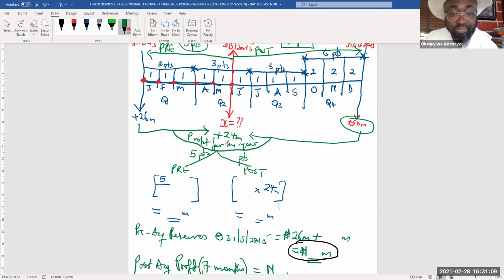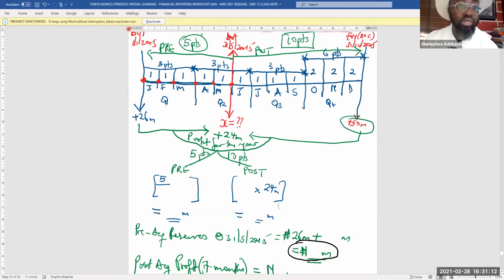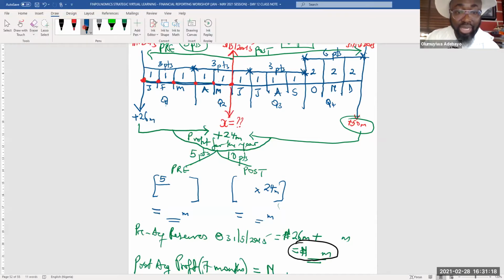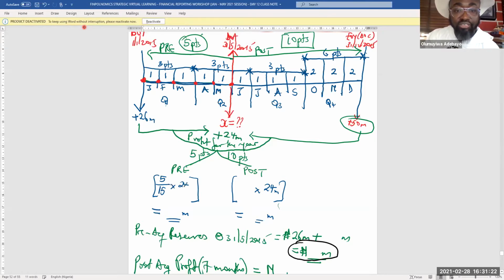10 points. Therefore, 5:10. What will be the base? It will now be 5 over what? 15 times what? 24. And the second one will be what? 10 over what? 15 times 24.